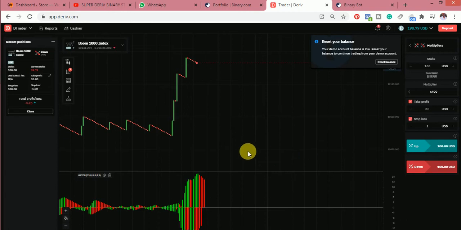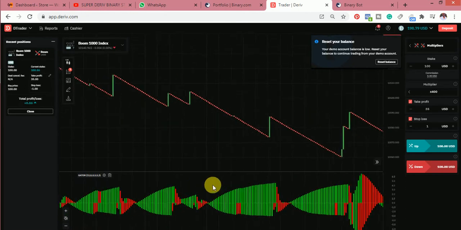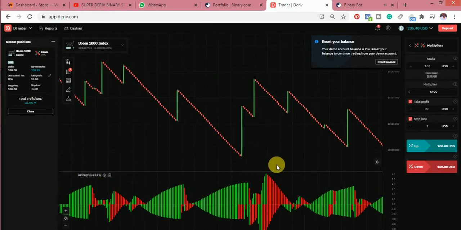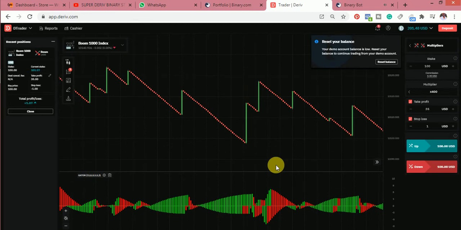All right, the way this Boom 1000 works is you can actually time when it booms, then you place your trade and then it booms up. Now this is the way this works. This requires a bit of close monitoring. If you scroll down the chart, you will notice something about the boom market. All right, take a look at it.